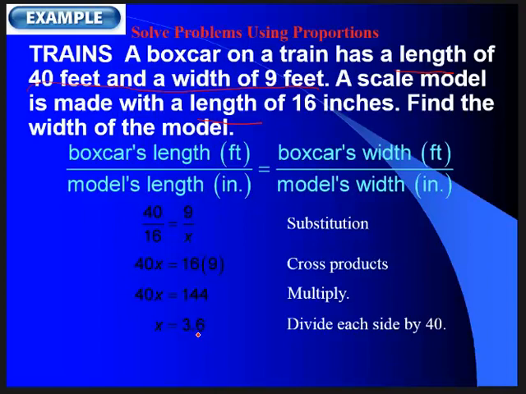3.6. What? I need a label here. Well, my x was down here. What units did I have here? I had inches. So I automatically know to label my answer in inches. Always label your answer and then box it in.